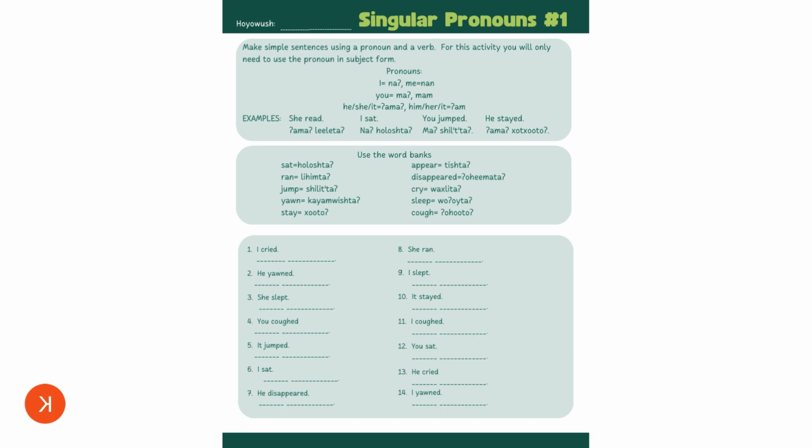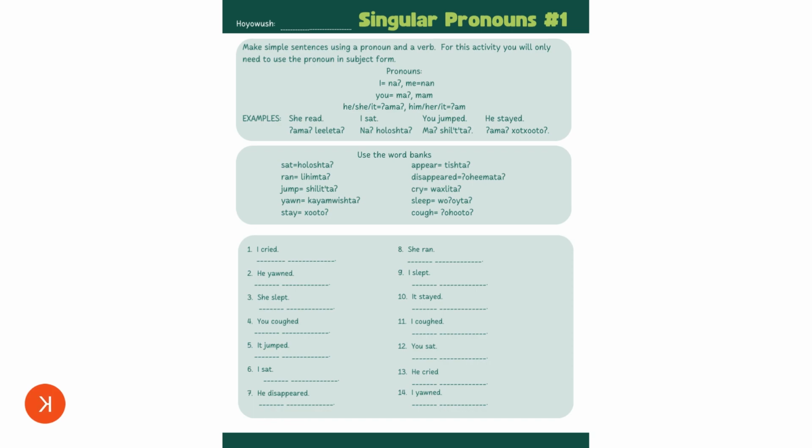So here are all these verbs that we have, and you'll use them down here on the bottom. All you have to do is look for either na, ma, or ama in all of these sentences, and then use this little word bank to finish the other part of the word. So you have a pronoun and one of these verbs. So I cried. You use na, and then you look up the word for cried. Wachlita. So na wachlita. So you put those there.